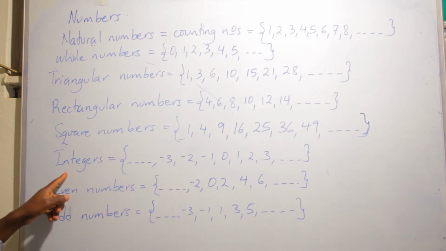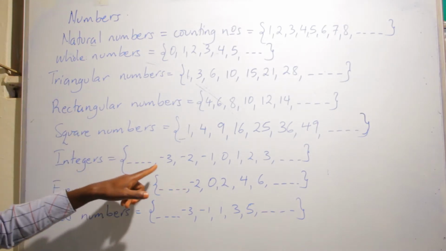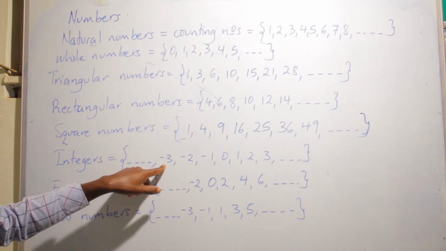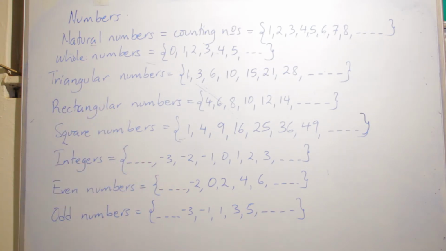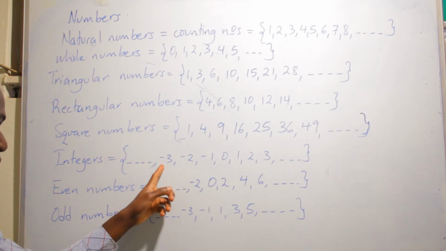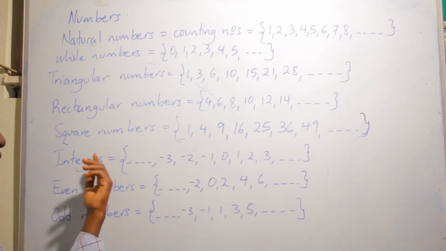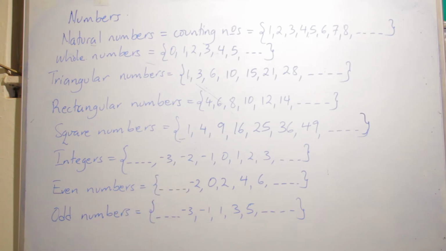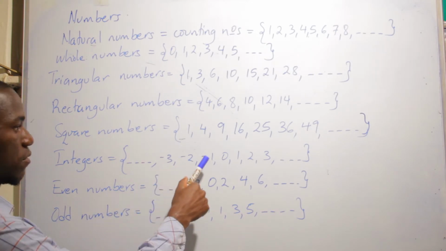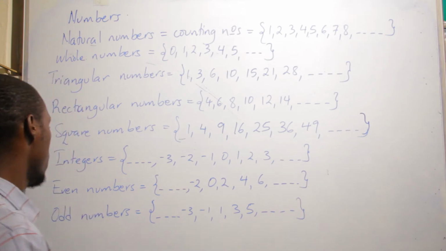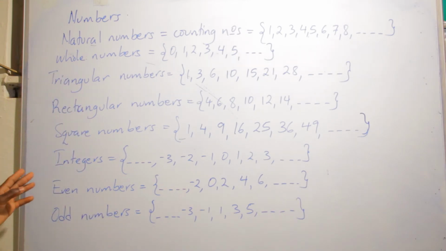Integers, these are negative and positive whole numbers. So from here, there are other values there: negative 3, negative 2, negative 1, 0, 1, 2, 3, and so many others. Then I have the even numbers there, and also the odd numbers right there. Now the even and the odd numbers, we talked about them in primary 6 and 7.